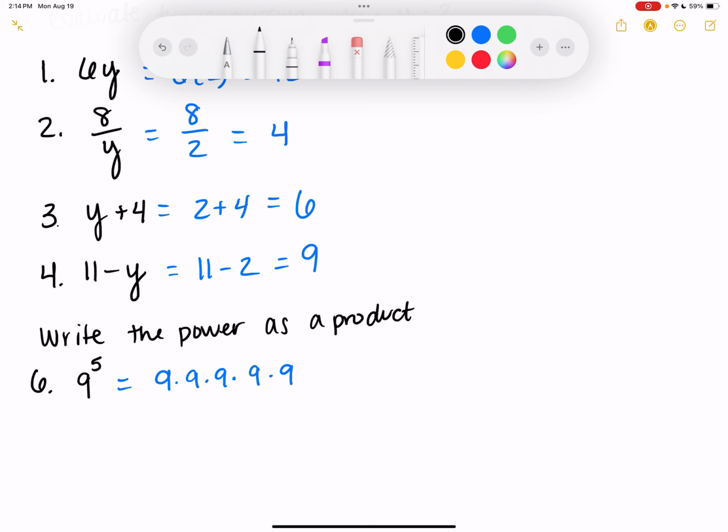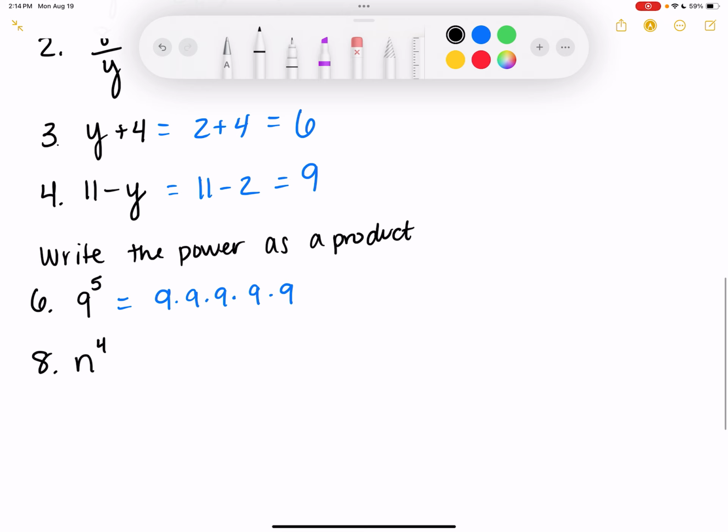I'm going to skip another one. 8. I have n raised to the 4th power. So this time, instead of a number raised to a power, I have a variable raised to a power. What does that mean? N times n times n times n. Yep. It's just whatever it is raised to that power, it's how many times you write it down and multiply it.